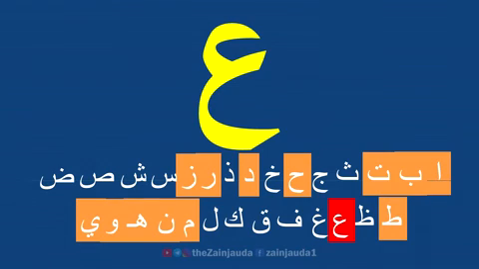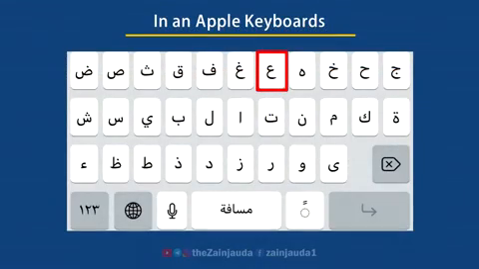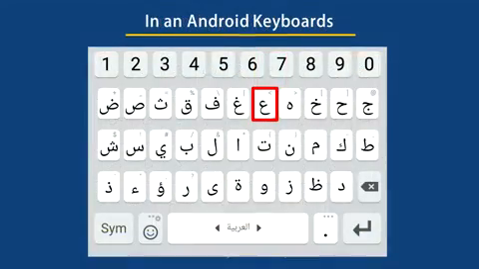Our last letter for today is ayn. Ayn is the 18th letter in the Arabic alphabet. In a keyboard, ayn is found with U. In an Apple keypad, it is found in the first row, and this applies also for an Android.